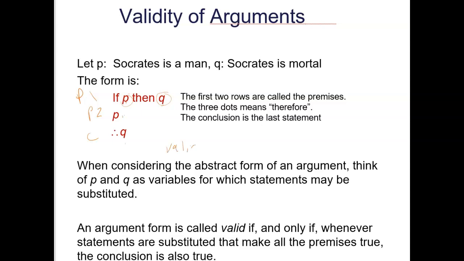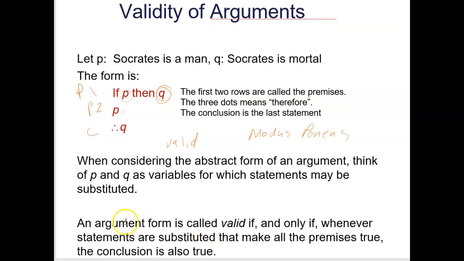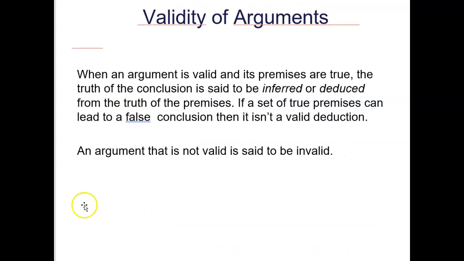Now I can use a truth table to show that, and we'll talk about that in a bit, but this is valid by something called modus ponens. Fancy Latin words we're learning here, but it's basically taking a conditional and saying, yes, the antecedent is true, and then you can conclude that the consequent happened. So when you substitute statements that make the premises true, the conclusion is true.